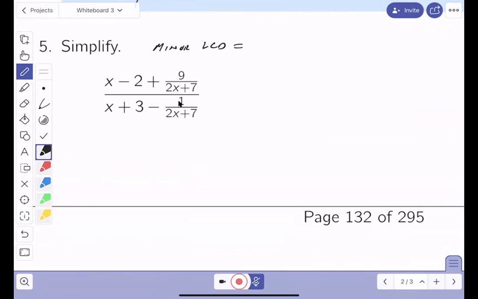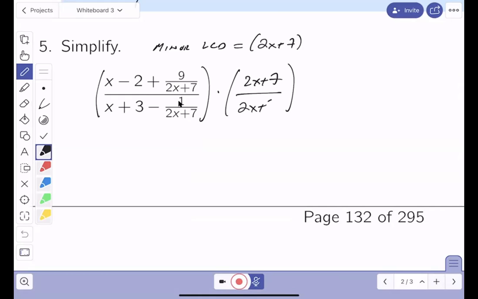Is, well, 2x plus 7, that's kind of easy, right? What are you going to do? Multiply the top and the bottom by 2x plus 7. Let me go through that with you, and I'll write it down for you.